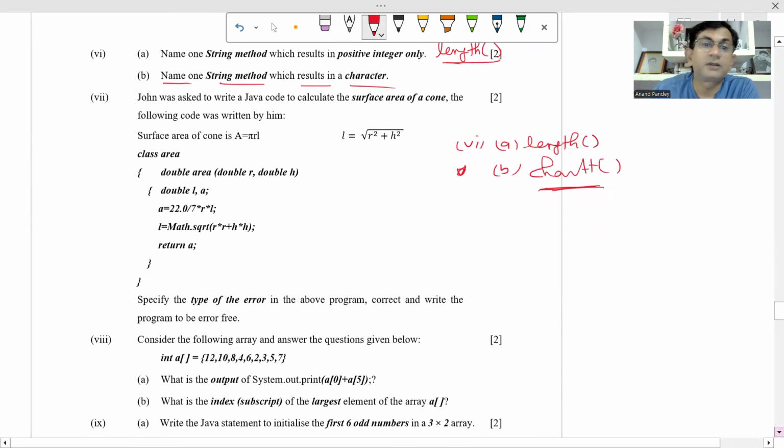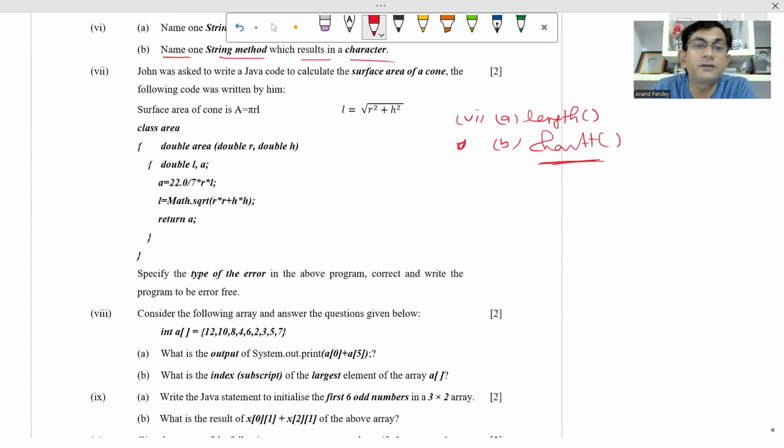Okay, now coming to the next question, question number 7. John was asked to write the Java code to calculate the surface area of a cone. The following code was written by him. Surface area equal to A, the formula is given, L equal to pi r into h. So in this, this formula will be written first, then this formula will be written. Now first we have to find the value of what? L. First we have to find the value of L, then we'll find the value of A, right?